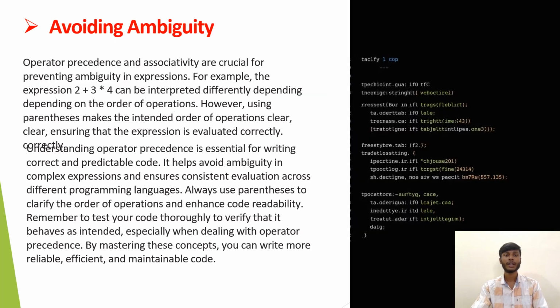Avoiding ambiguity. Operator precedence and associativity are crucial for preventing ambiguity in expressions. For example, the expression 2 + 3 * 4 can be interpreted differently depending on the order of operations. However, using parentheses to make the order of operations clear ensures that the expression is evaluated correctly. Understanding operator precedence is essential for writing correct and predictable code. It helps avoid ambiguity in complex expressions and ensures consistent evaluation across different programming languages.